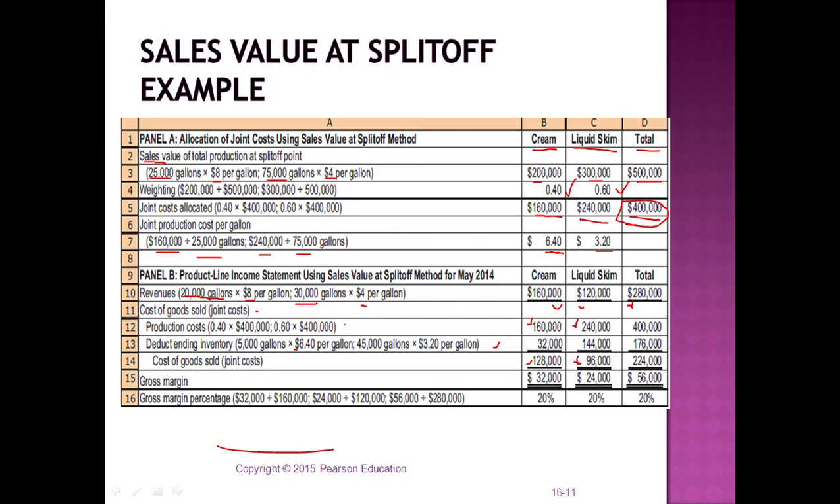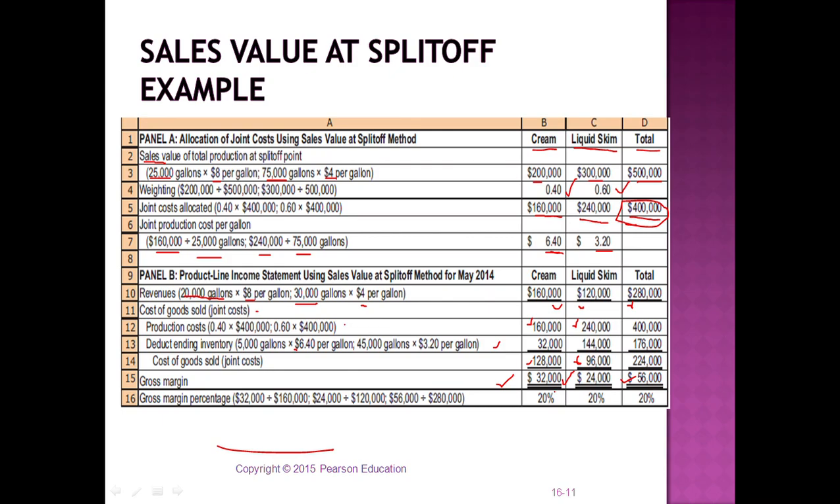When I say revenue minus cost of goods sold, what I get is gross margin. So 32,000 and 24,000 is the gross margin, and the total of 56,000 is the gross margin for this situation, right?